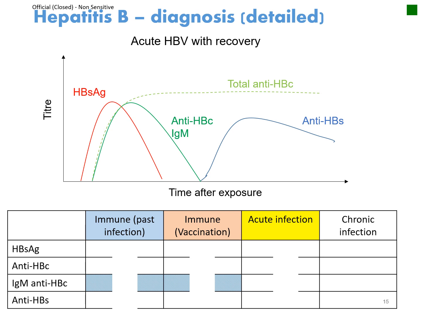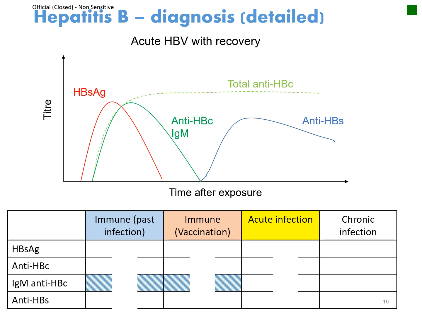Now look at the table. What lab results would you expect in a case of a person with acute infection, a person who is immune to Hep B due to a past infection, and a person who is immune due to vaccination? Do you think they will have positive or negative results for each of the antigens and antibodies? Press pause if you want to come up with your own answer first, then press play when you're ready to check your answer.